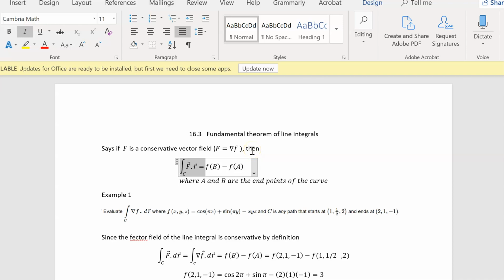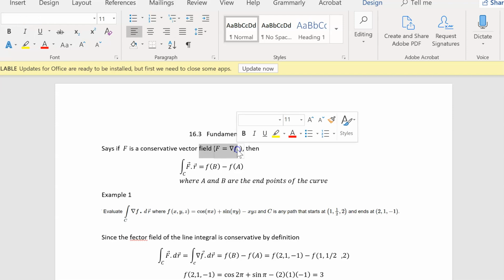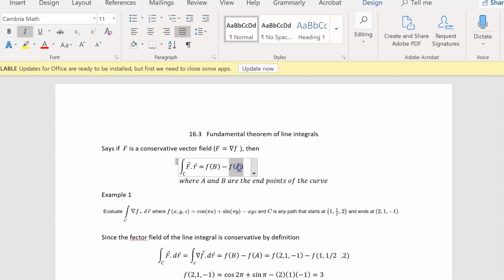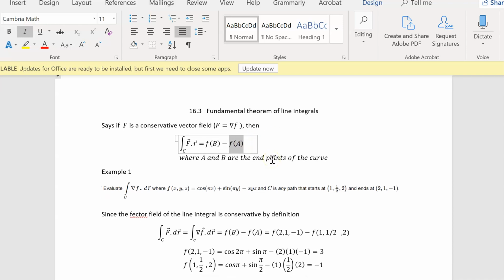So what it says is that in that case, if it happens that the vector field in concern is a conservative vector field, which means it is the gradient of a potential function f, then the line integral is simply the potential function evaluated at the endpoint minus the potential function evaluated at the starting point.